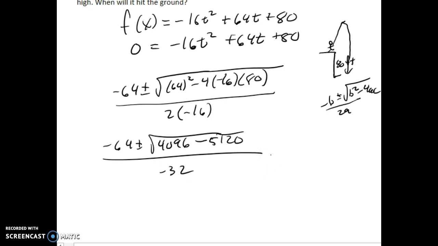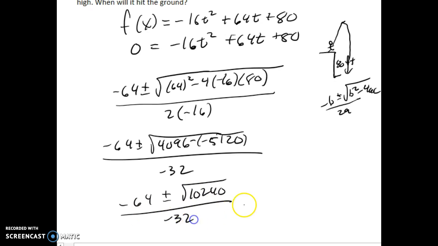Then we're going to subtract these, so, well, wait, I made a mistake. This number right here, let's squeeze this in here. So it's minus, and this is a negative right there. So notice I have two negatives in a row, so I'm not going to subtract them, I'm going to add them. So 5,120. So I get negative 64 plus or minus the square root of 10,240 over negative 32. Square root of this, I'm going to take to a decimal, is going to be 101.19.